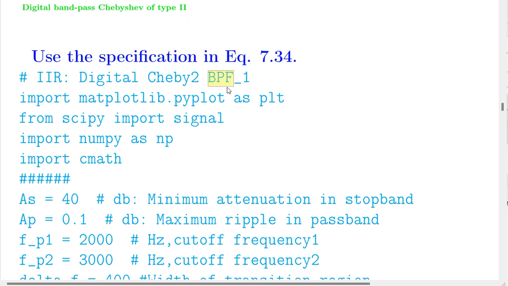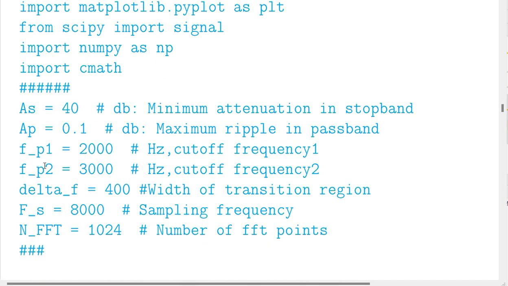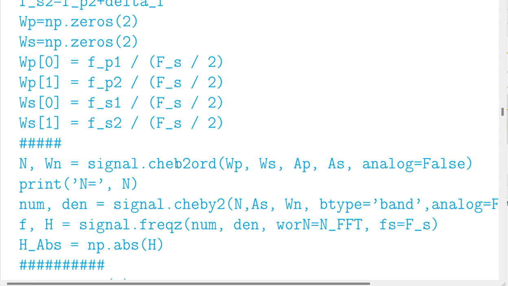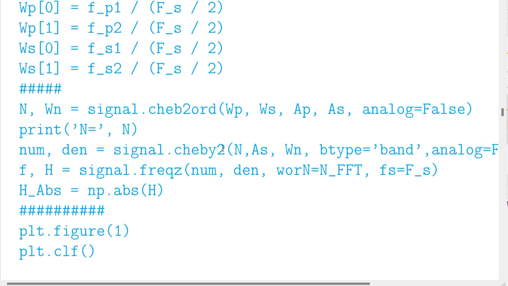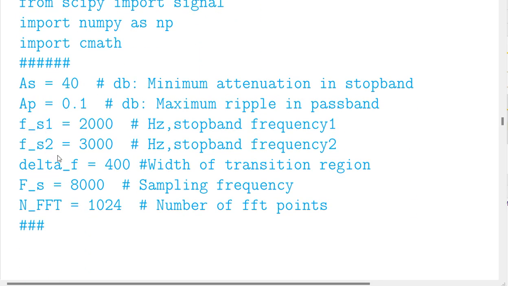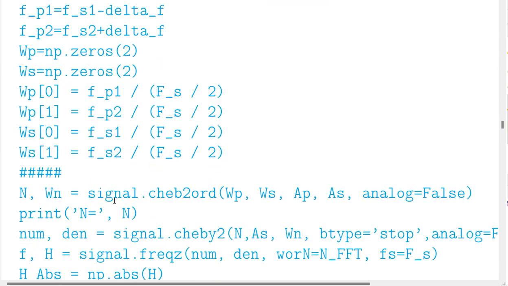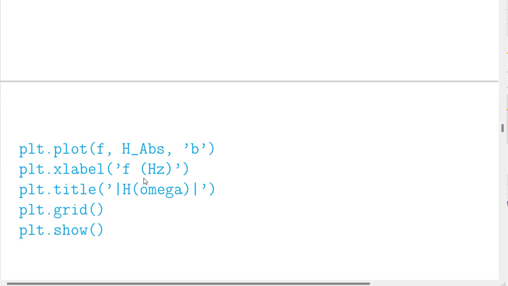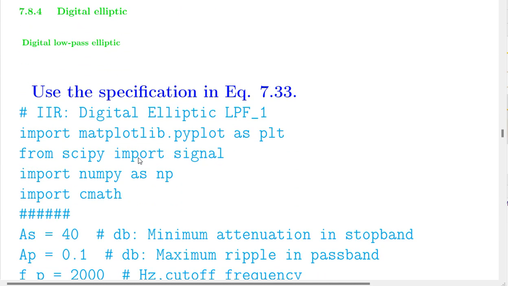and band pass filter, two passband frequencies, and declaration again, Cheb2 similar idea, cheby2 band, and for band stop, again declaration here you see, and Cheb2ord for estimation, and cheby2 taking the parameter B type being stop here, okay? Now, we'll move to elliptic design.